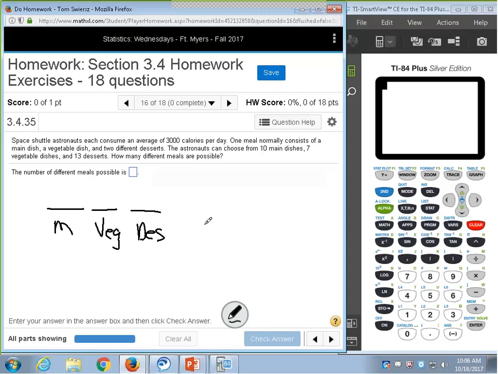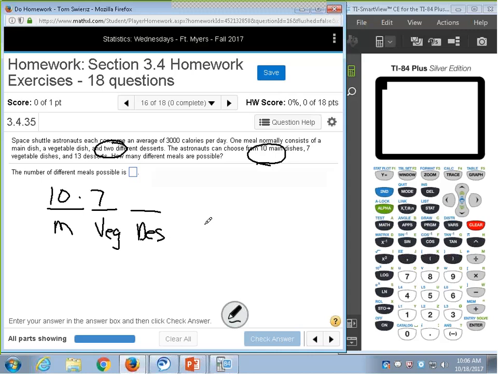So how many choices for the main dish? Well, you choose 1, but altogether you have 10. So there's 10 choices, right? How many choices for the vegetable dish? 7. Yeah, 7 vegetable dishes. Now, be careful. How many choices for the desserts? 13. But you're not choosing 1, you're choosing 2. So you're taking 2 out of 13.